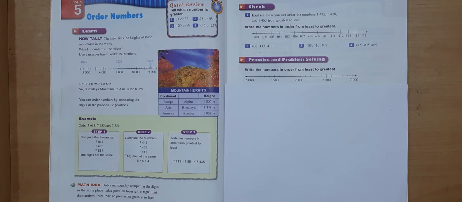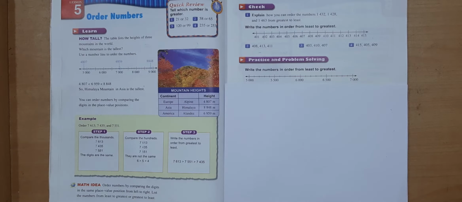Very good. Now let's move on to exercise 3. Again, we're going to order these numbers from the least to the greatest. And our numbers are 403. Then we have 410. And then we have 407. Kids, remember, in order to order any kind of number, first of all, look at the first digits from the left.